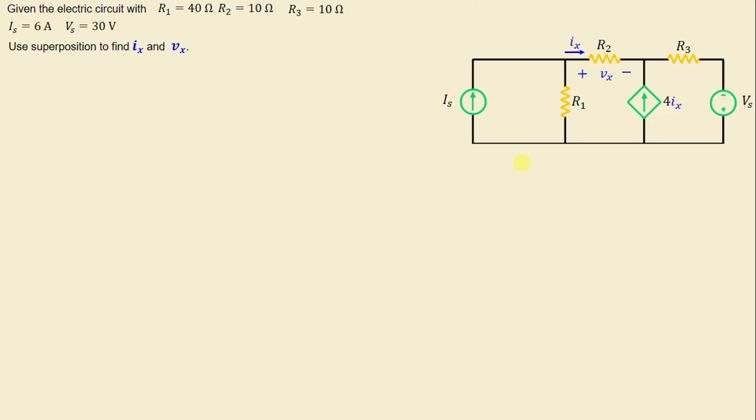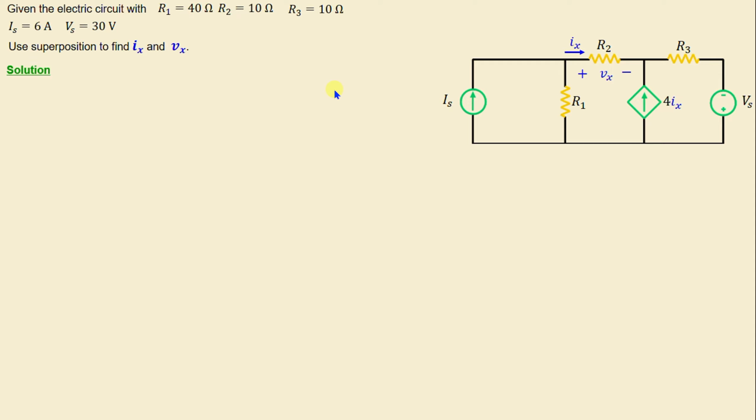Let's consider this network consisting of three resistors labeled R1 through R3 as well as two independent sources. Additionally, we can observe the presence of a dependent source, especially a current-controlled current source. The question now is to use the superposition method to find Ix and Vx. Ix is the current through the resistor R2 and Vx is the voltage across the resistor R2. Let's move on to the solution.